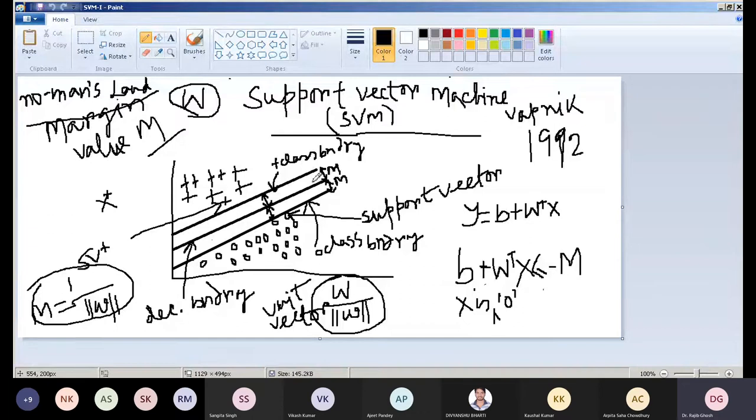Write down: we put a no man's land. Here it is mentioned on the screen, no man's land. That means on both the sides of the decision boundary, some space you have to keep blank. Not a single sample should be placed. That's why it is called no man's land.